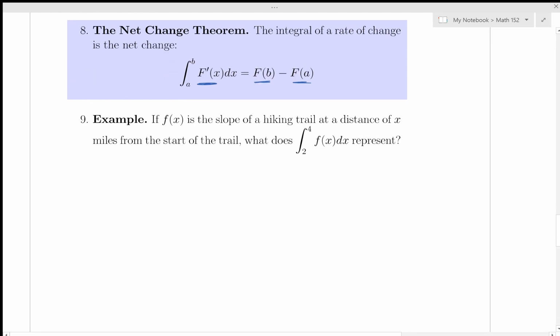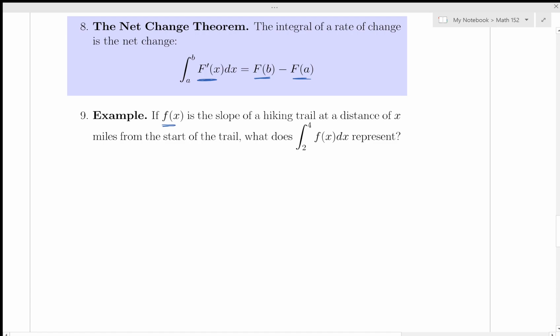So we imagine a function, f of x, being the slope of a hiking trail at a distance x miles from the start of the trail. Then we ask, what does the integral from 2 to 4 of f of x dx represent? The slope of a hiking trail means the rate of change of the elevation of the hiking trail. A derivative is always a rate of change.